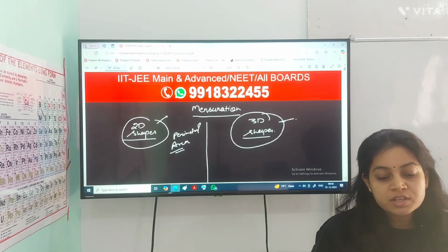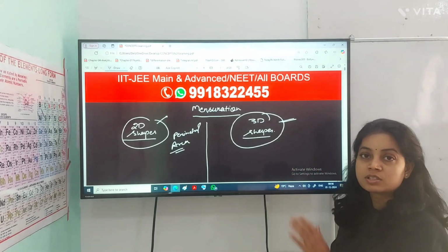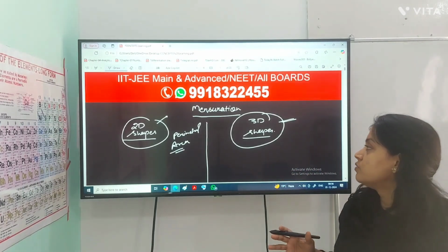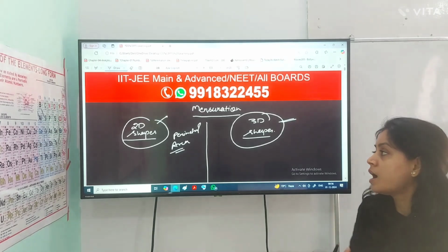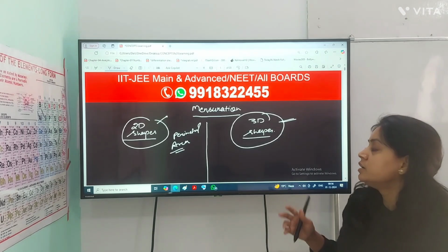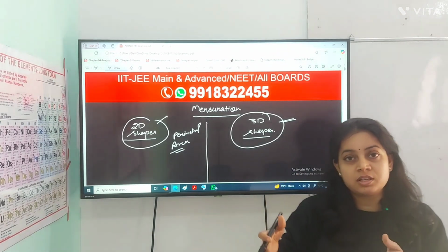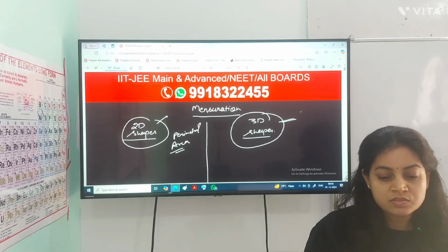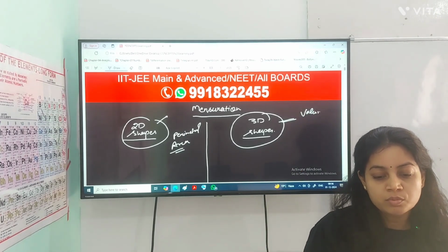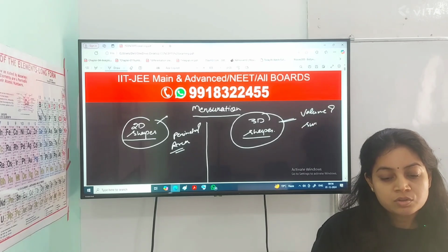And what about volume and surface area? For the 3D shapes, just like your cube, cuboid and everything, we have three dimensions, like length, breadth and height. If you have three dimensions, definitely they will have some capacity or some volume in it. So in this case we calculate the volume and the surface area.